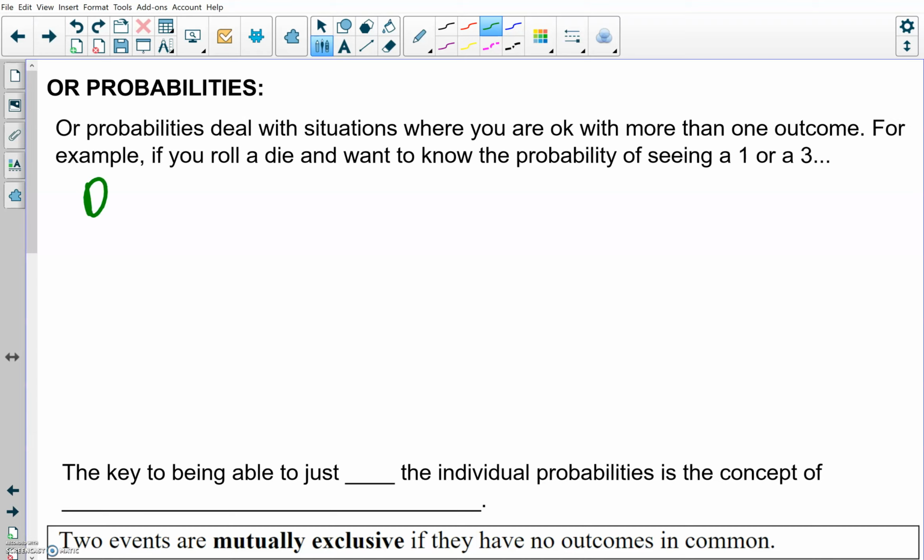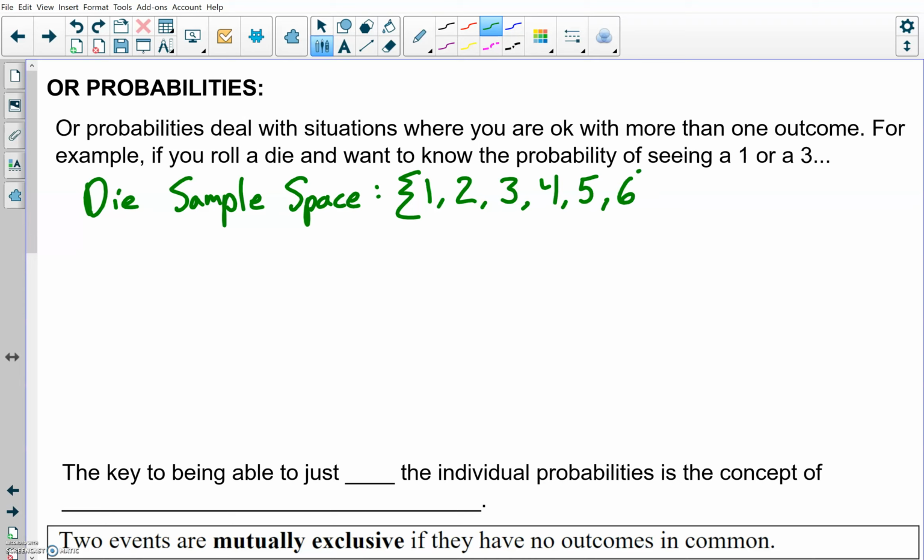So let's look at the die sample space for this. So we have the 1, the 2, the 3, the 4, the 5, and the 6 being our set of possible outcomes. And if I want to know the probability of a 1 or a 3, well, I'm going to circle that 1. I'd be happy with that. Or a 3. I'd be happy with that.